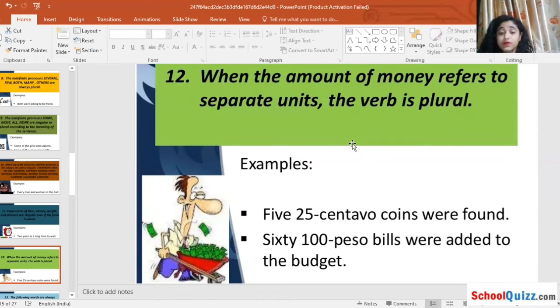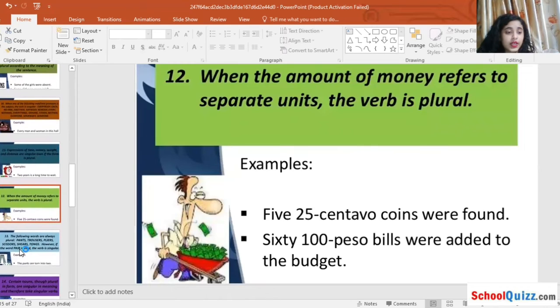525 tower points were found. Why have we included were? Because the exact amount is given, 25. 60 10 peso bills were added to the budget. So here we have the exact amount of money. So that will be included as what? That will be included as amount of money, and it will be considered as plural concord. Okay.